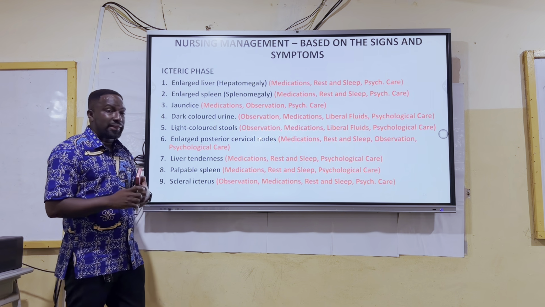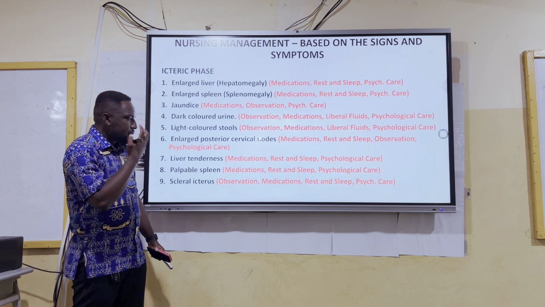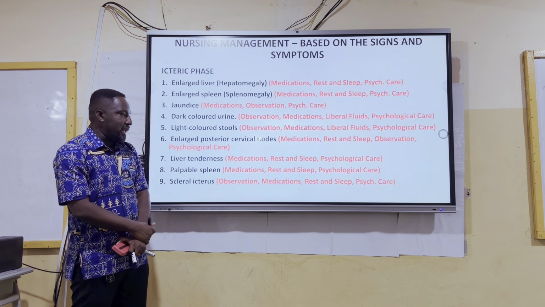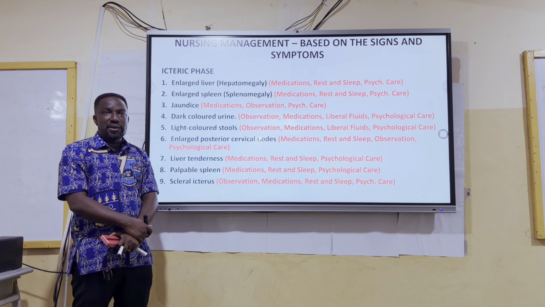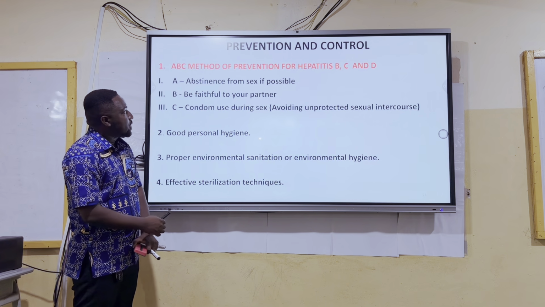And then with the sclera icterus, observation, you observe the sclera for any abnormality and report to the nurse in charge. You send the prescribed medication. You also encourage maximum rest and sleep in the patient, and then psychological care is very important.